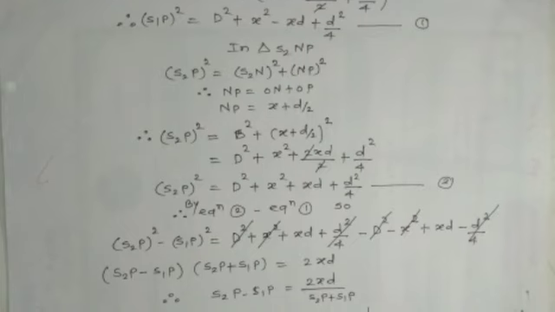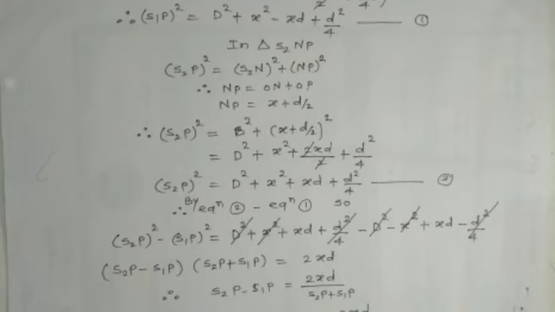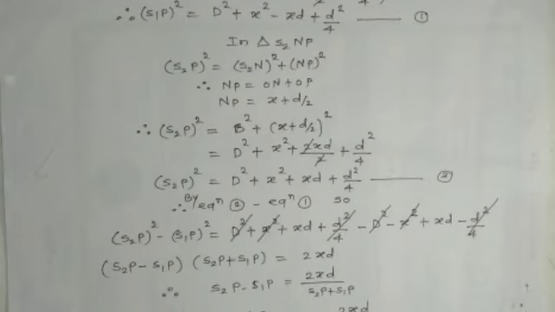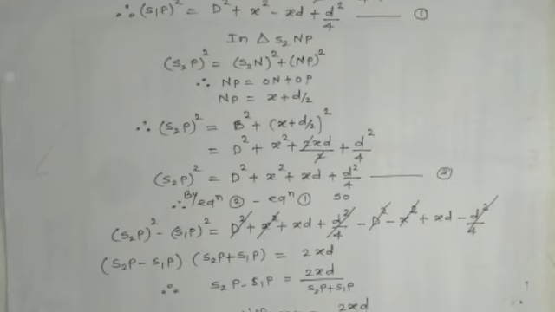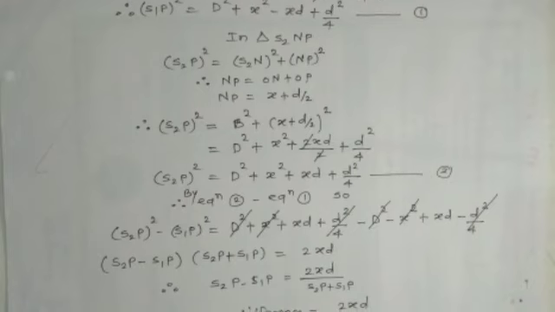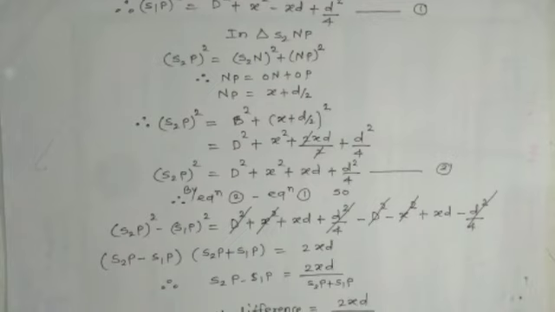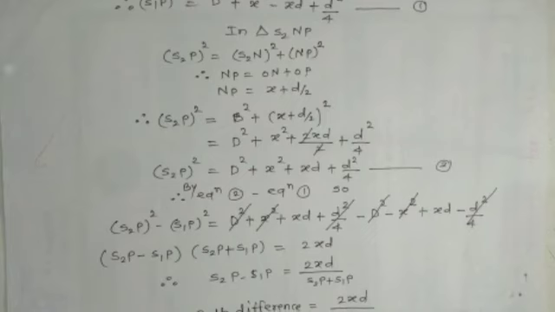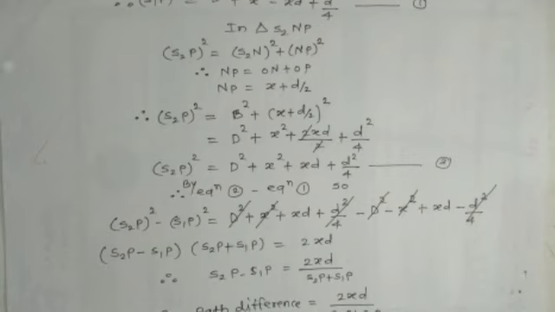So NP equal to x plus D upon 2. Therefore S2P square equal to capital D square plus (x plus D upon 2) square, equal to D square plus x square plus 2xd upon 2 plus d square by 4. 2 get cancel. S2P square equal to D square plus x square plus xd plus d square by 4.